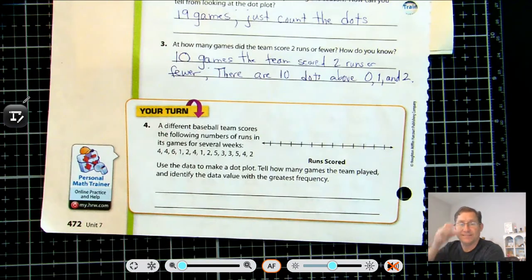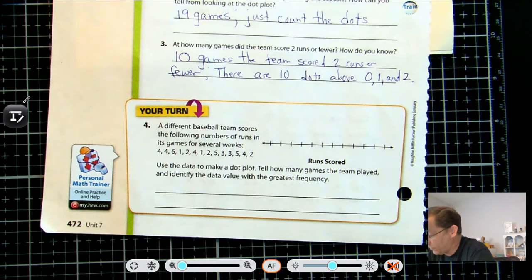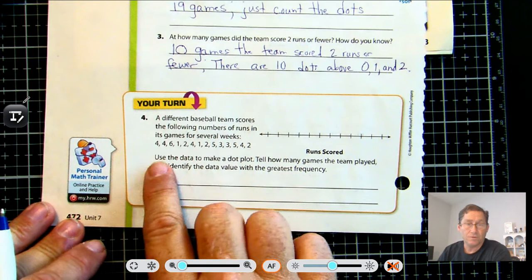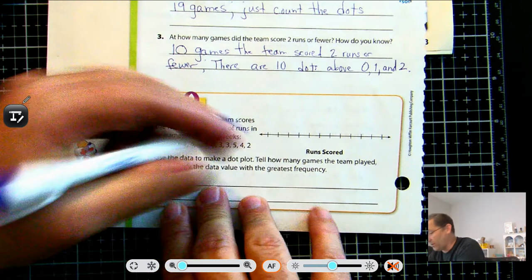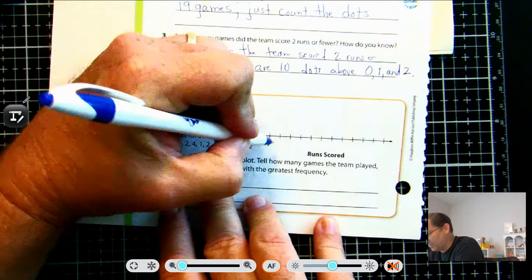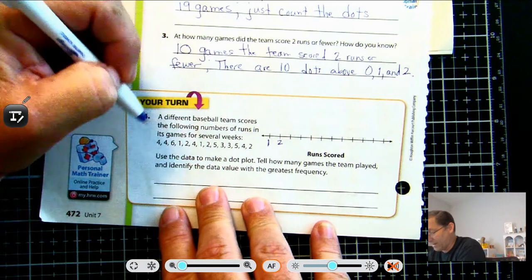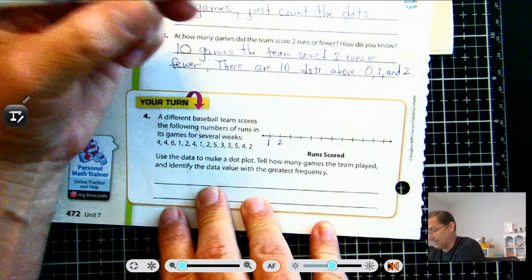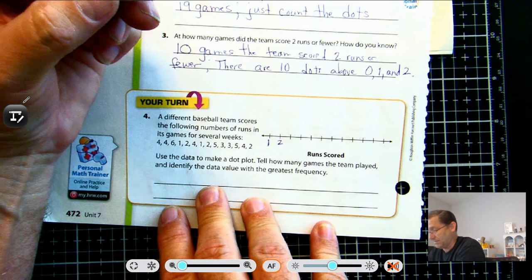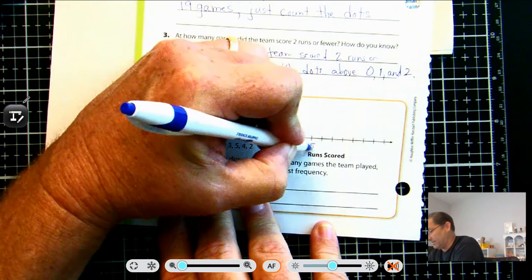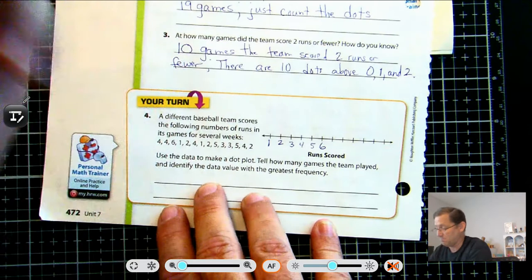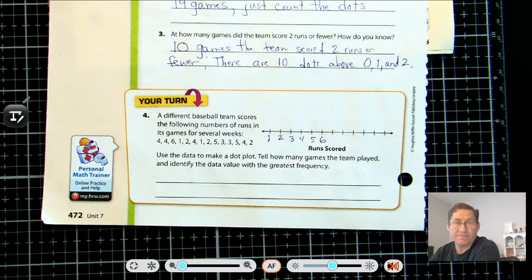All right, so number 4. A different baseball team scores the following runs in its games for several weeks. Okay, use the data to make a dot plot and tell how many games the team played. So let's put these in order. So we have 1 would be our lowest number, 2, and we're going up as high as 6. Okay, so we don't need to really spread it out any further than that.